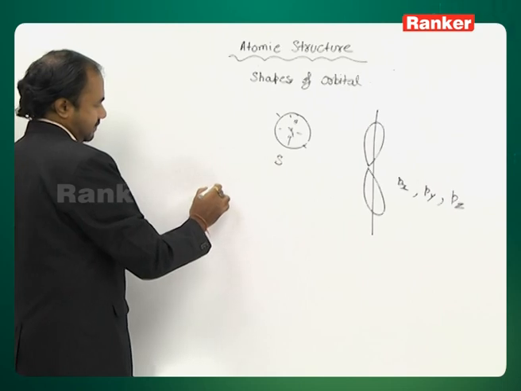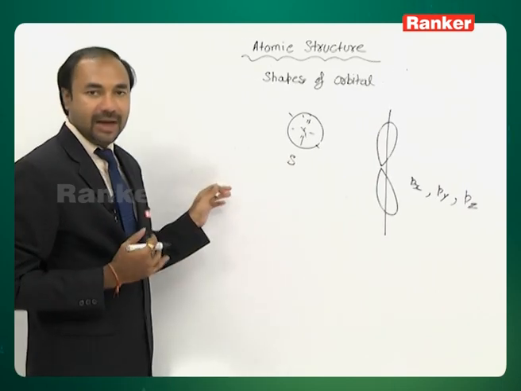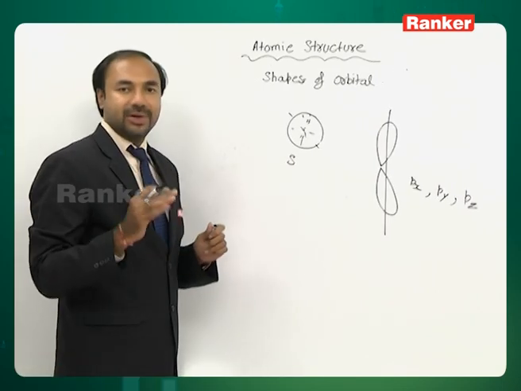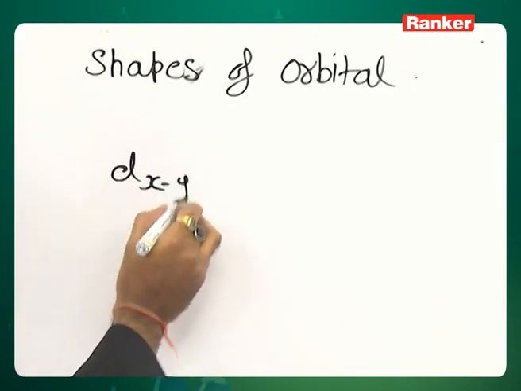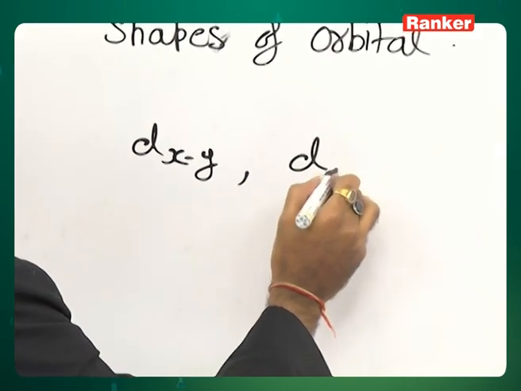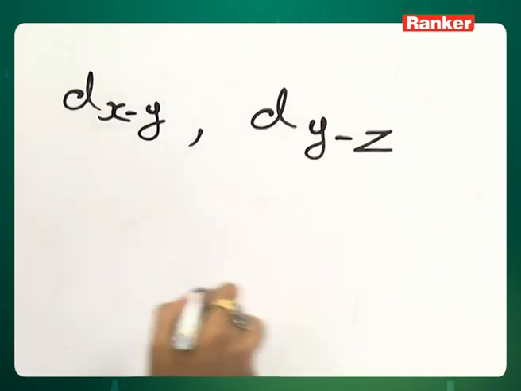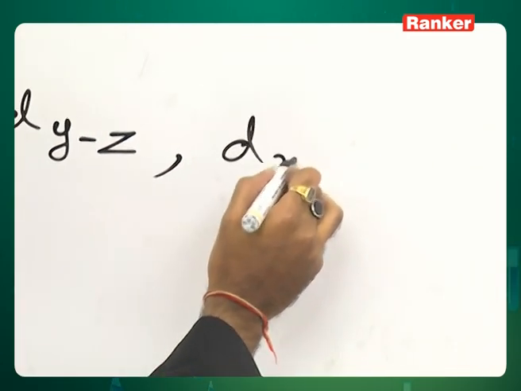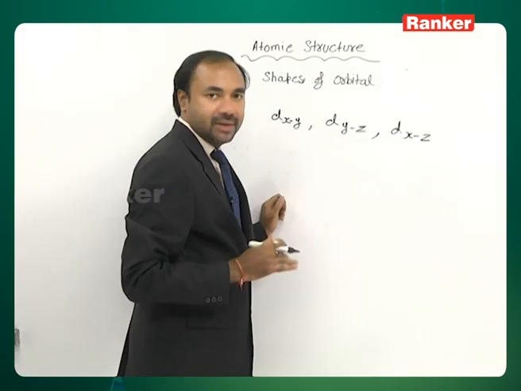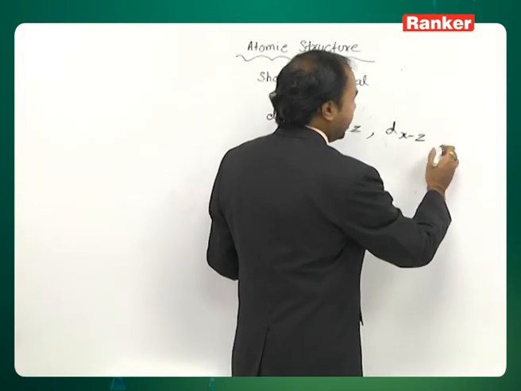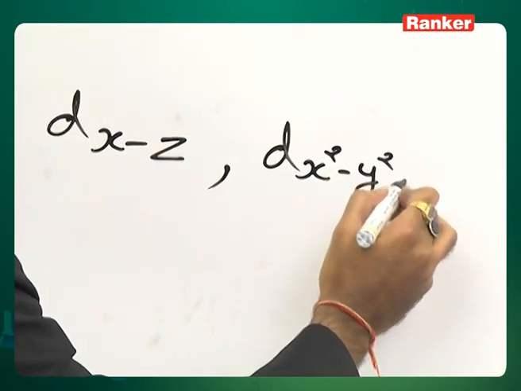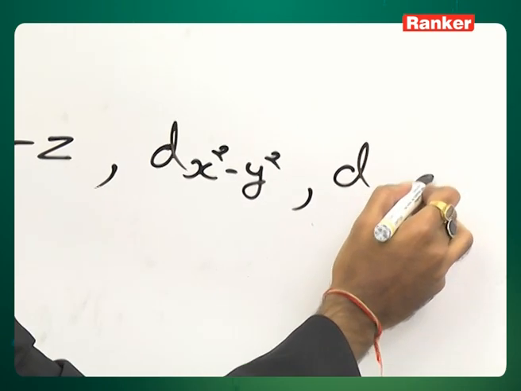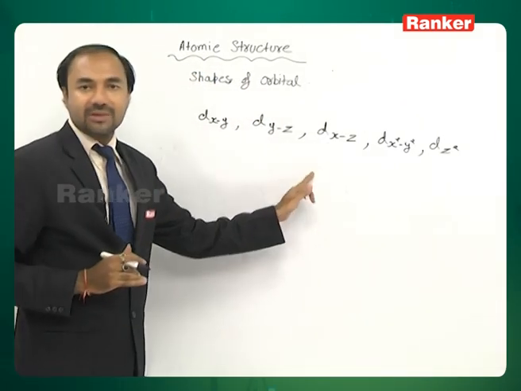d orbitals, 5 d orbitals we have, and here comes a bit of complication. How? See that part. We have 5 d orbitals: dxy, dyz, dxz, right? These are 3 orbitals. I will tell you how they are oriented. Then dx square minus y square, and dz square. 5 d orbitals we have got.